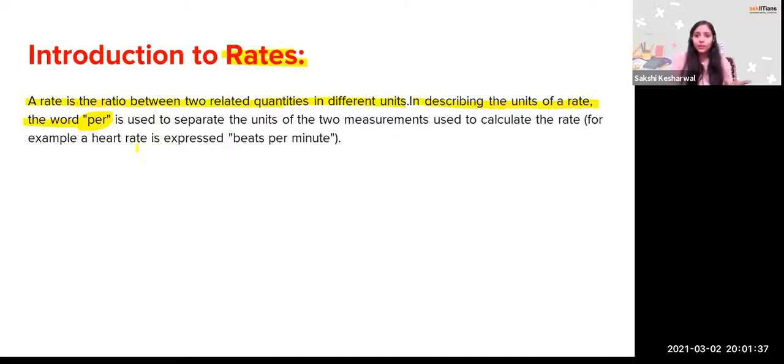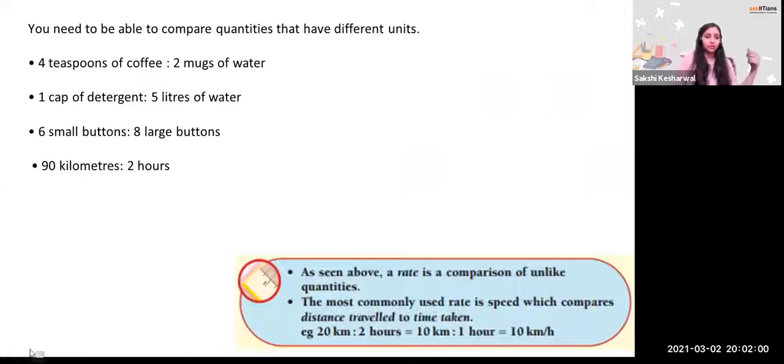This is a very common thing which you hear in day-to-day life, to separate the units of the two measurements used to calculate the rate. For example, heartbeats: beats per minute, right? So comparing the beats with the time. So per is used to do the separation. Now you just see the examples over here.